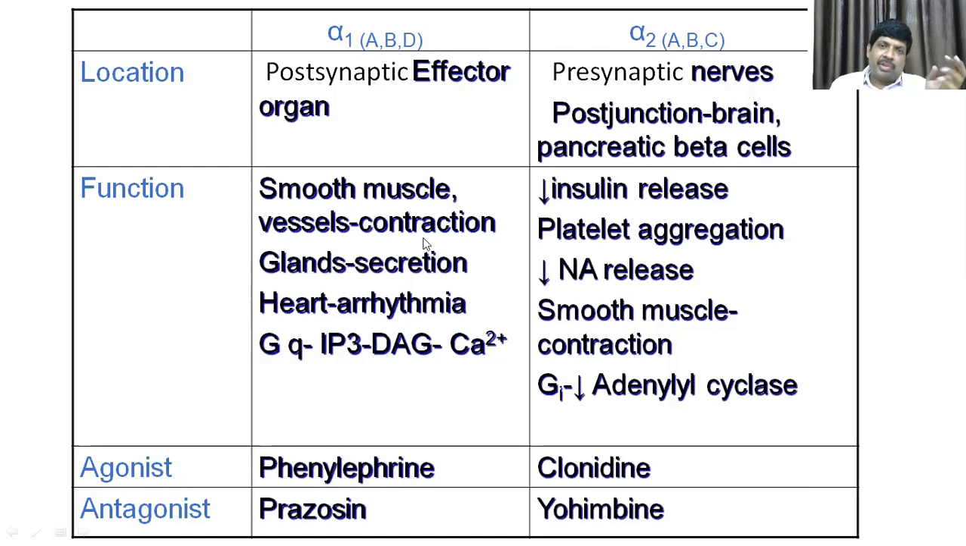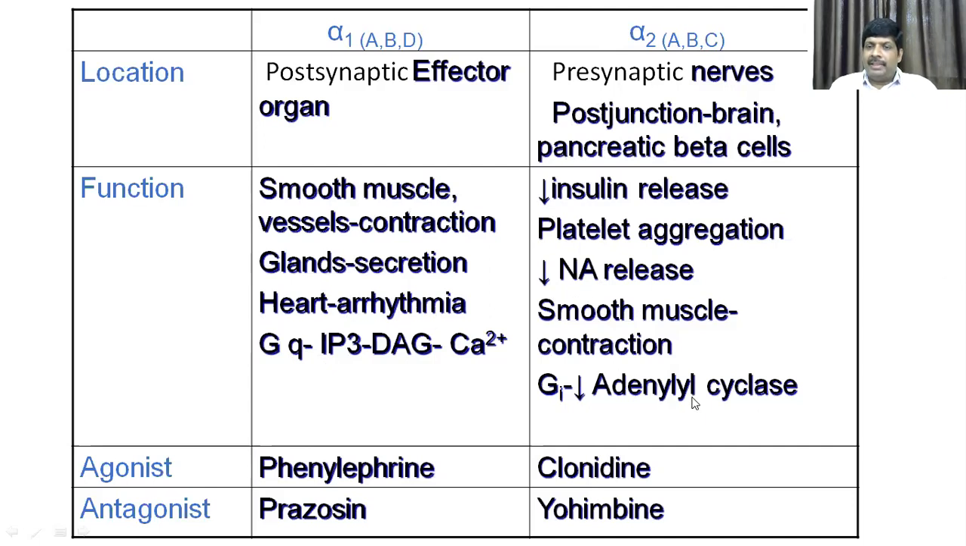Function of alpha 1 is smooth muscle vessel contraction, then glandular secretion, and upon action on the heart there would be arrhythmia. The action is through the Gq-mediated IP3 DAG pathway. Whereas alpha 2 causes decrease in insulin release from pancreatic beta cells, platelet aggregation, and decrease in noradrenaline release. This is what I was talking about: when it is present presynaptically in the nerve, it decreases the norepinephrine or noradrenaline release. Smooth muscle contraction it will cause as well.